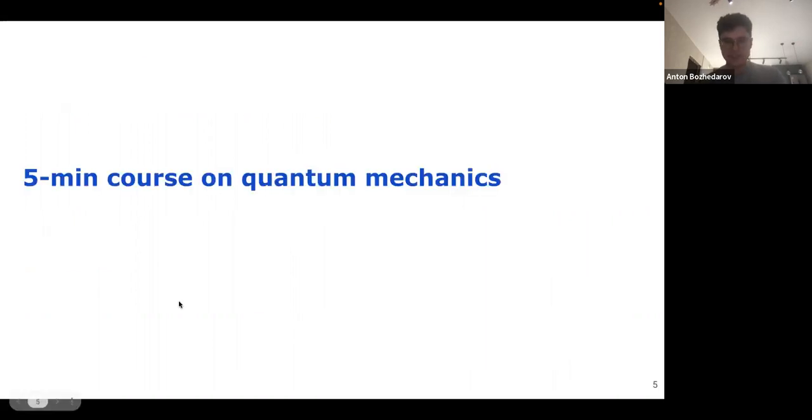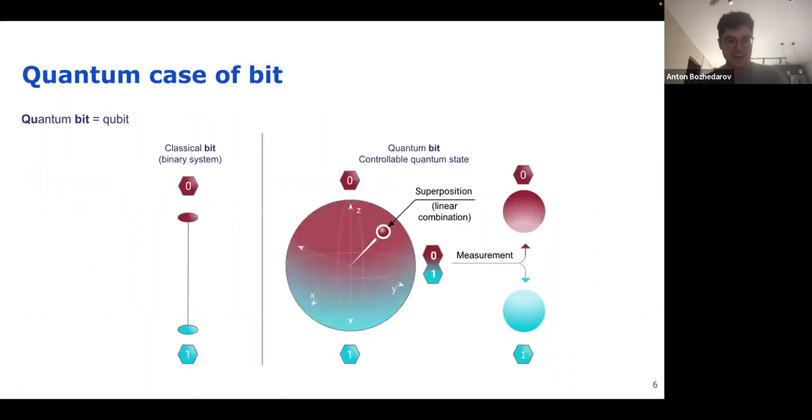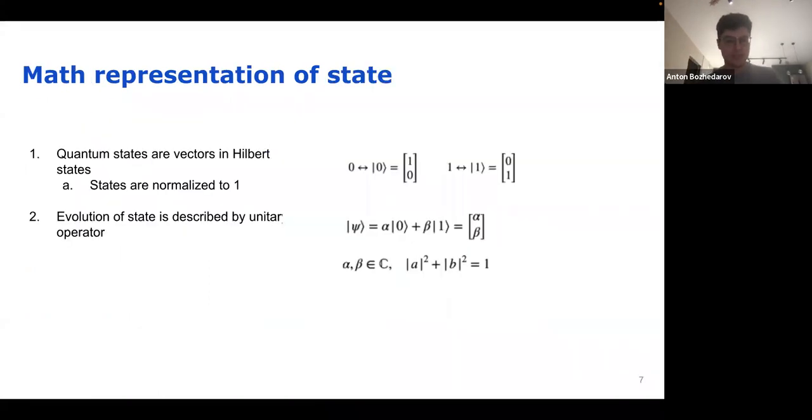And here is a 5 minute introduction to quantum mechanics and quantum bits, or qubits. I will start with the fact that quantum states can be represented as vectors in Hilbert space, and they are normalized to one. And the evolution of a quantum state is described by a unitary operator. Based on these facts, we could describe a lot of things using just linear algebra, a lot of things that come up in quantum computing and quantum optimization too.